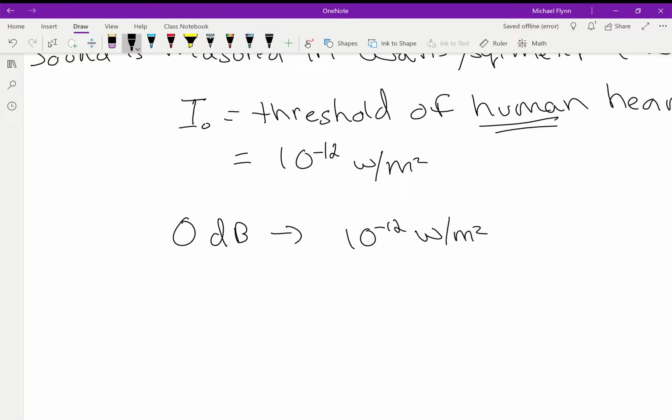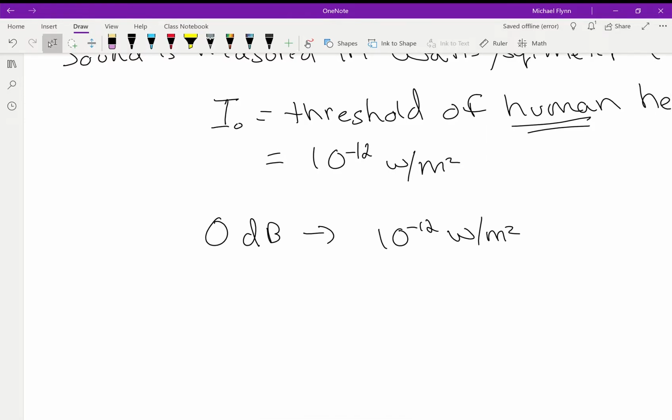Now, if you had a negative number like negative 10 decibels, maybe a dog could hear an even quieter sound, 10 to the negative 13, let's say, watts per square meter. That's even softer, so that would be negative 10 decibels. Anyway, from there, the decibel scale goes up by powers of 10.